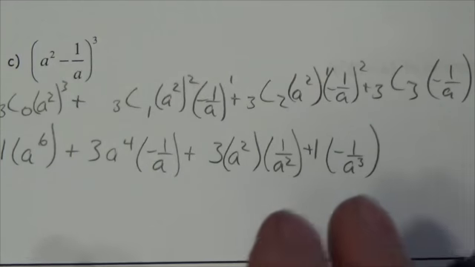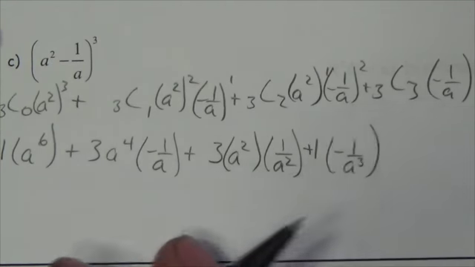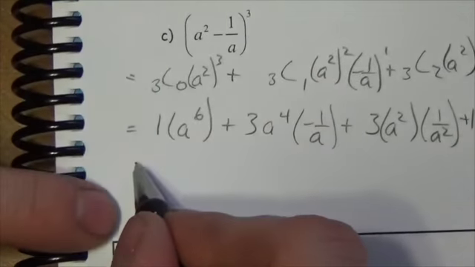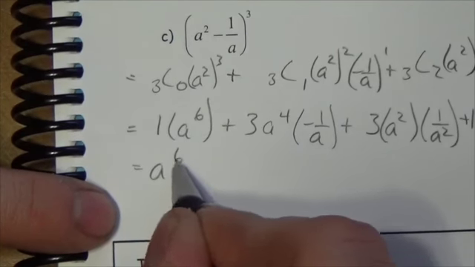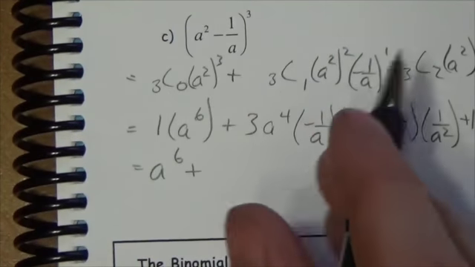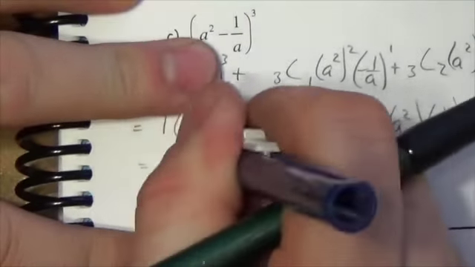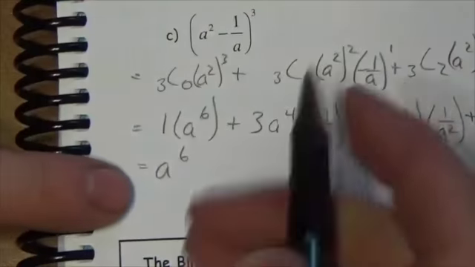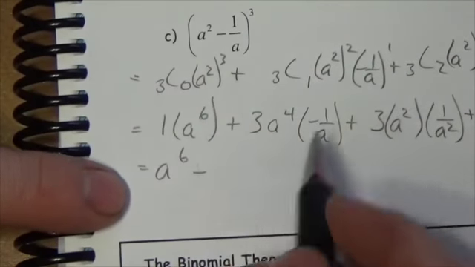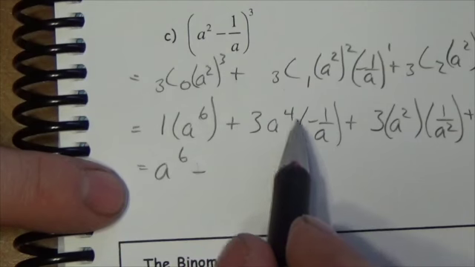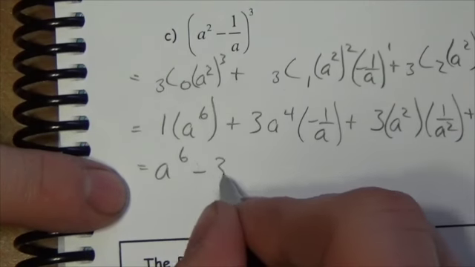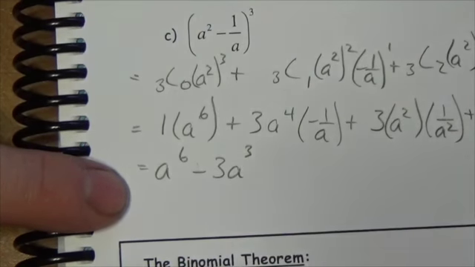Okay, so now I've got the pieces there. Now I'm going to put them all together. The first term, well, that worked out beautifully. It's just going to be a to the 6th. Plus, and actually, I don't know why I wrote plus. I know that that's negative. I can see the negative. Positive times that negative will become negative here. Now, this is going to be 3a to the 4th divided by a. We'll cancel one of the a's and we'll get 3a cubed.